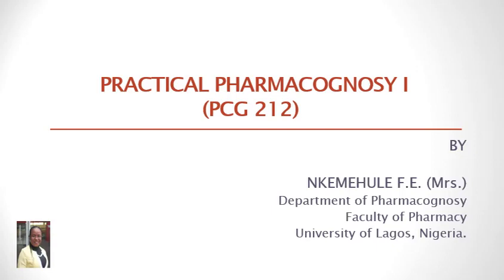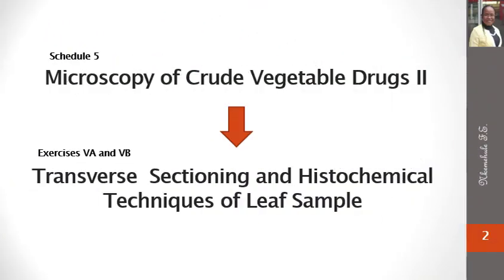Good day, everyone. You are welcome to another schedule of Practical Pharmacognosy 1, that is PCG 212. This schedule is a continuation of microscopy of crude vegetable drugs with emphasis on transverse sectioning and histochemical techniques of leaf sample.